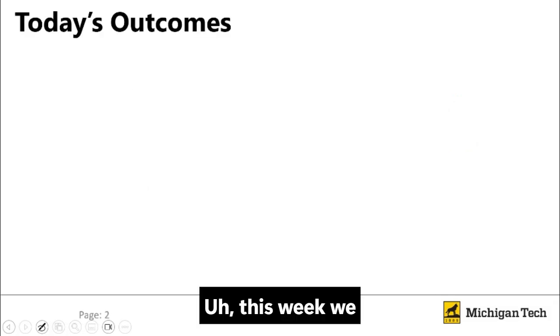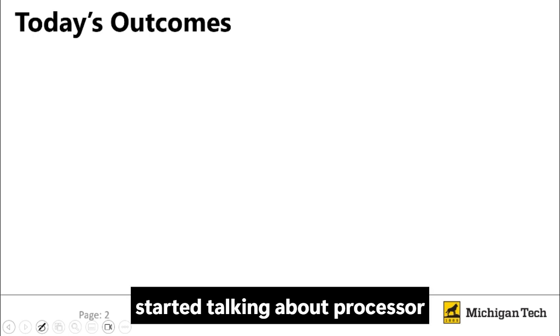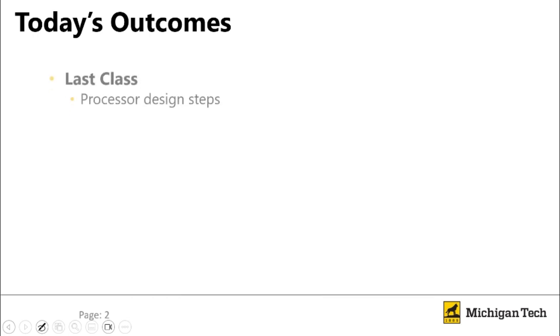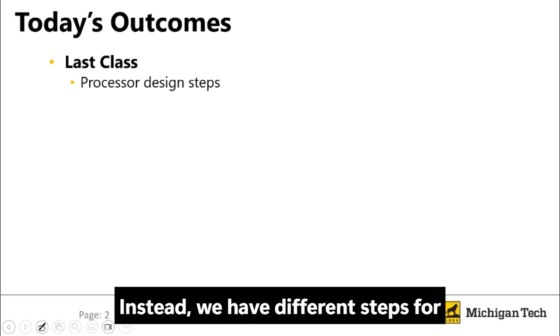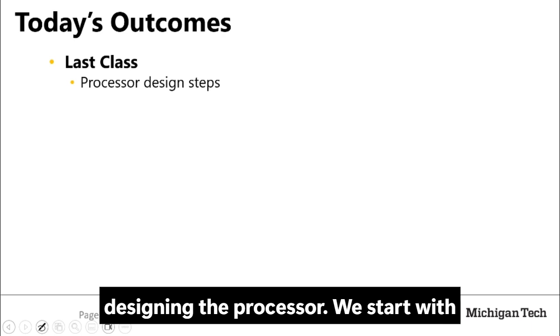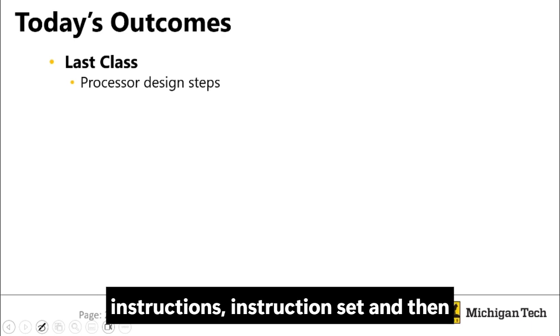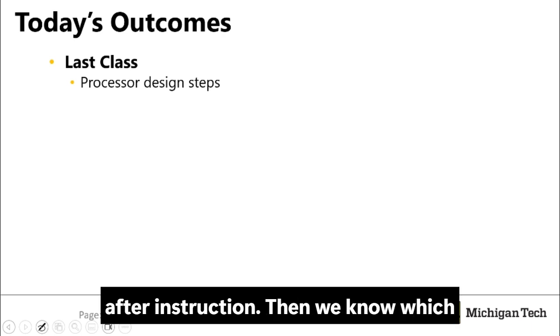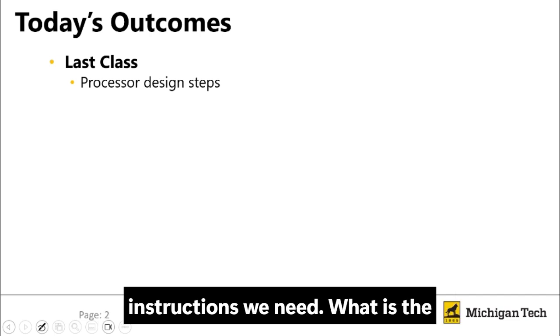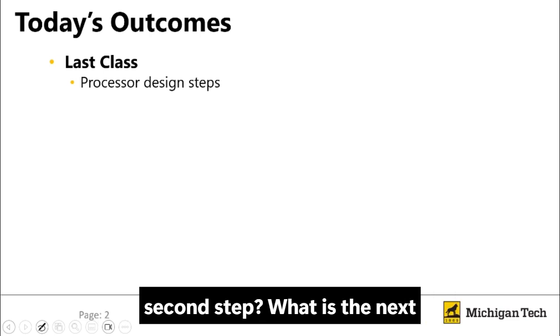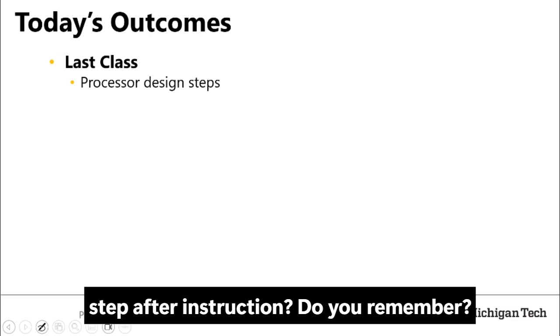So, this week we started talking about processor design. We said we have different steps for designing a processor. We start with the instruction set, and then after the instructions, when we know which instructions we need, what is the second step? What is the next step after instruction?